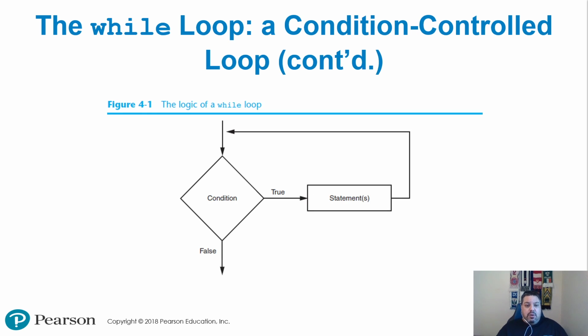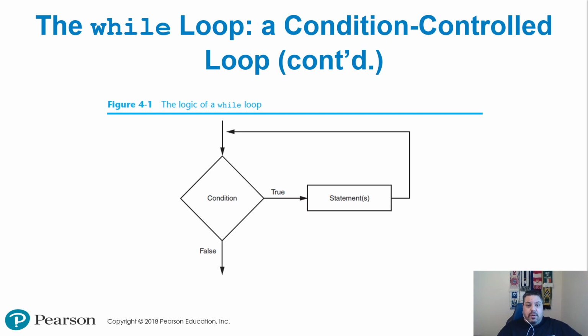On a flowchart, it looks a lot like this. You have a while loop, you have your condition. Just like your if, the condition is a diamond. If it's true, some statements are executed, and it goes back to the top of the diamond to restart.